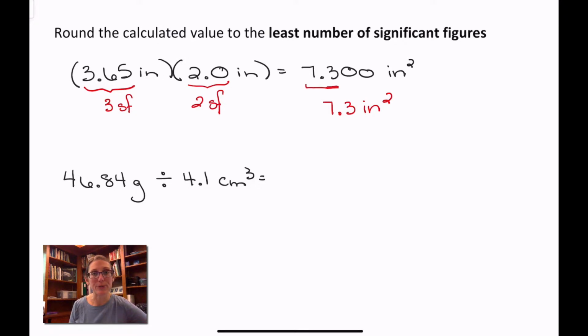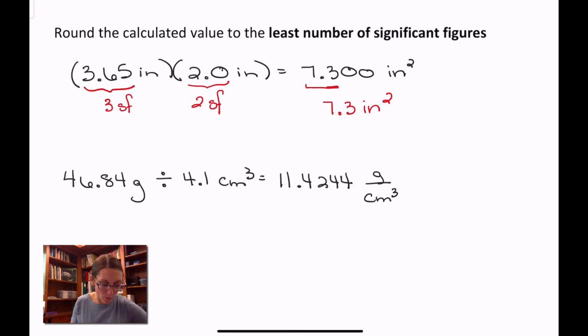The division example down below, we're going to play the same game. We'll put it in the calculator. And when I put in this math problem, 46.84 divided by 4.1, I get 11.4244. According to my calculator, units, I've got grams divided by cubic centimeters. Since those aren't the same, I will just write them in their appropriate numerator and denominator location. And then I'll look at my rounding.